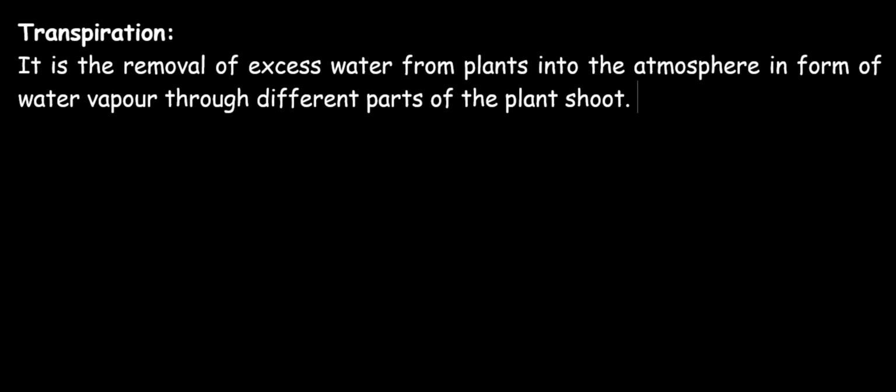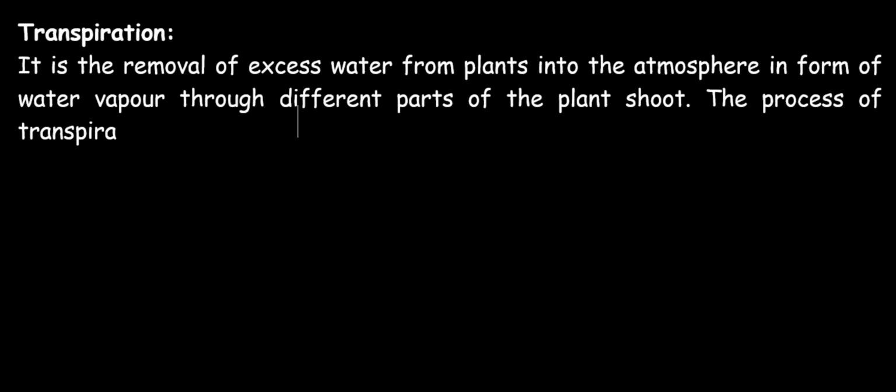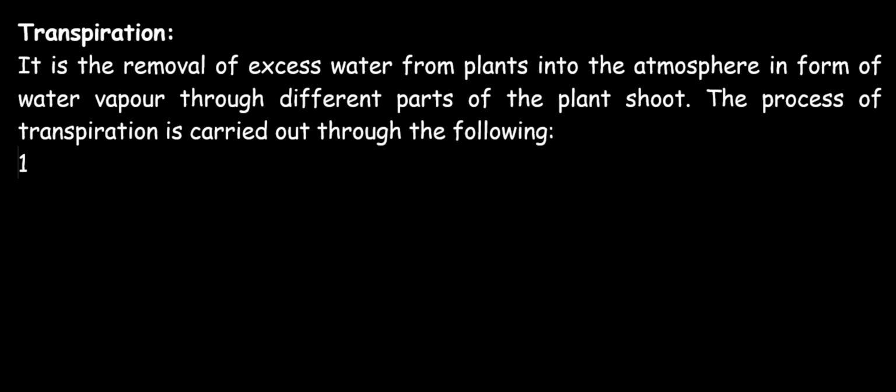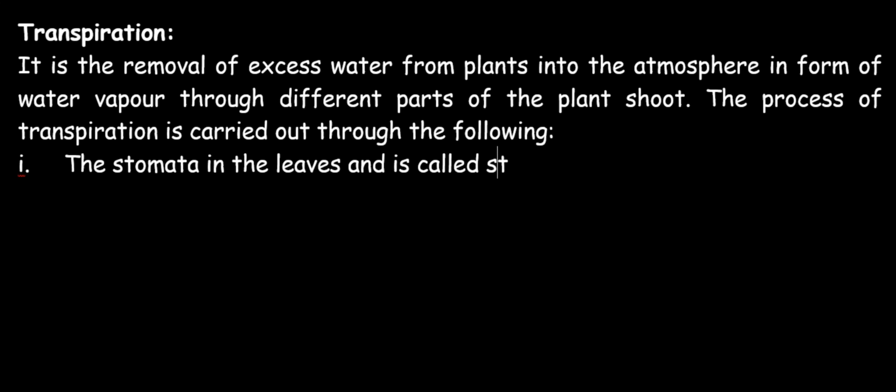The process of transpiration is carried out through the following plant parts. Number one, we have the stomata in the leaves, and since it is the stomata, it is called stomatal transpiration. That is when transpiration takes place through the stomata. We call it stomatal transpiration.